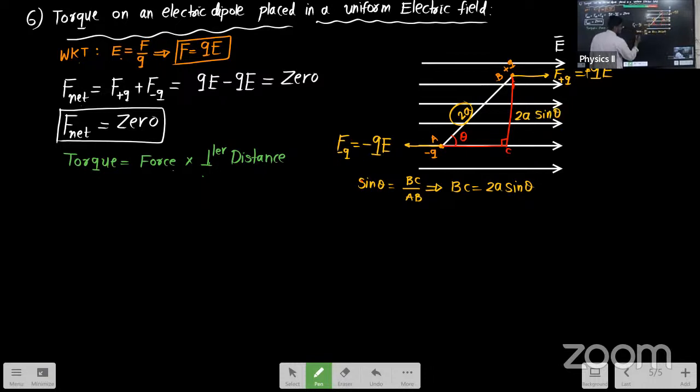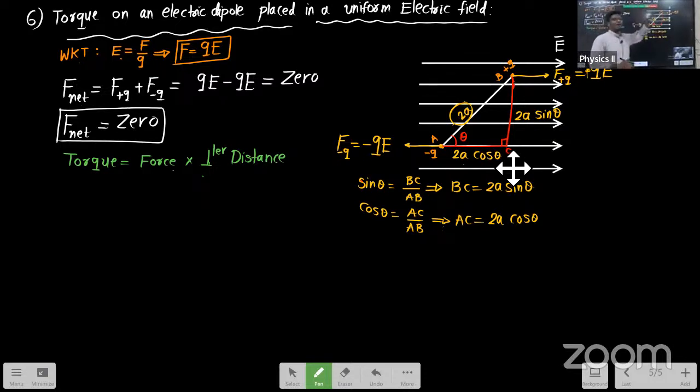Similarly, let's write down cos theta. Cos theta means what? Adjacent by hypotenuse. What is this adjacent? AC divided by AB. So AC is equals to, again, what is the value of AB here? 2A. So this will become 2A cos theta. So the adjacent side becomes 2A cos theta. If you are done with this, we are done with the answer. Only 3 steps are left.